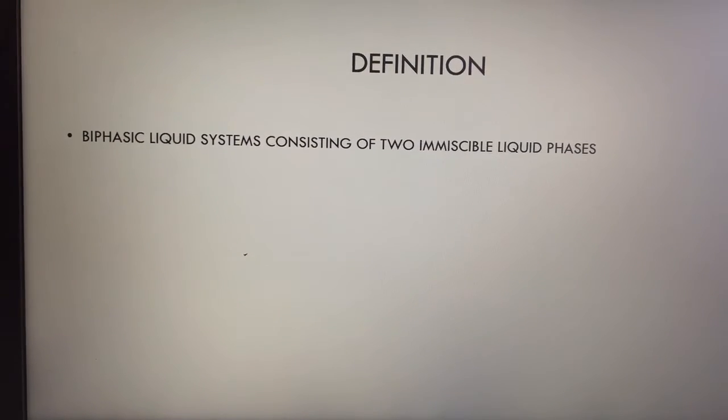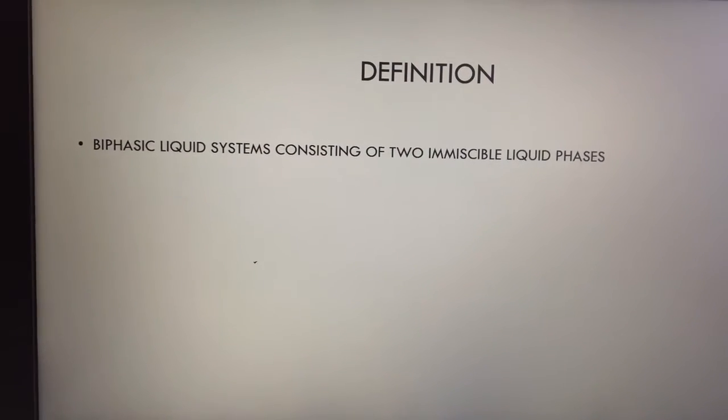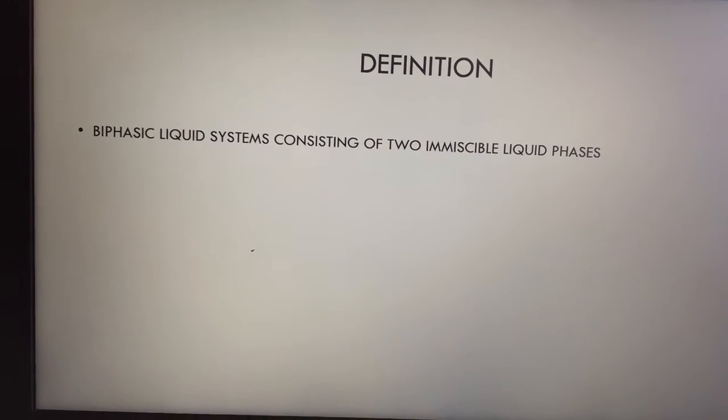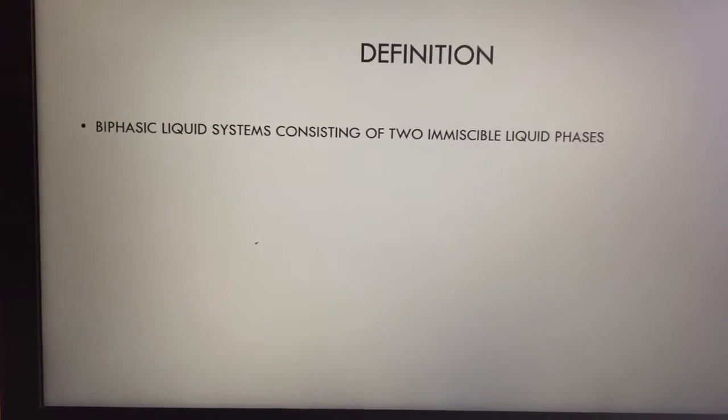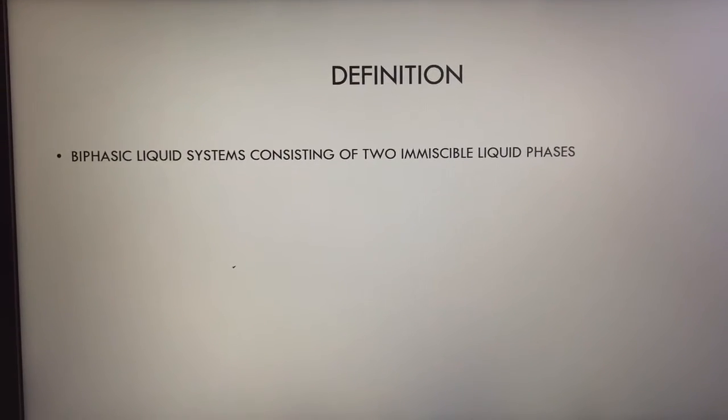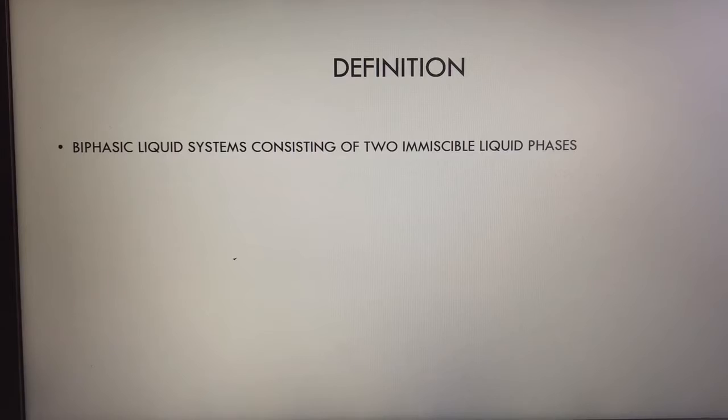The definition of emulsion is a biphasic liquid system consisting of two immiscible liquid phases. These phases are present in such a way that one phase is dispersed in the other continuous phase.